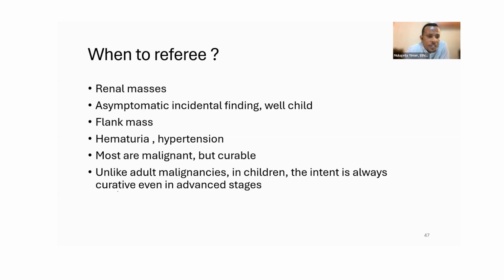The child could come for another clinical symptom, but it's always good to palpate their abdomen. Even if they have an asymptomatic intra-abdominal mass, they need to be referred. Any flank mass, any child with a mass plus hematuria plus hypertension, should be referred as well. Because if they have these features, they are mostly malignant, but they are highly curable when detected early, unlike malignancies in adults.